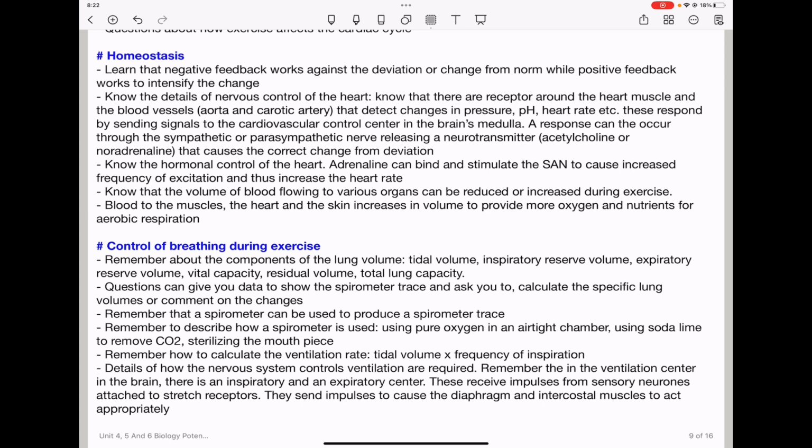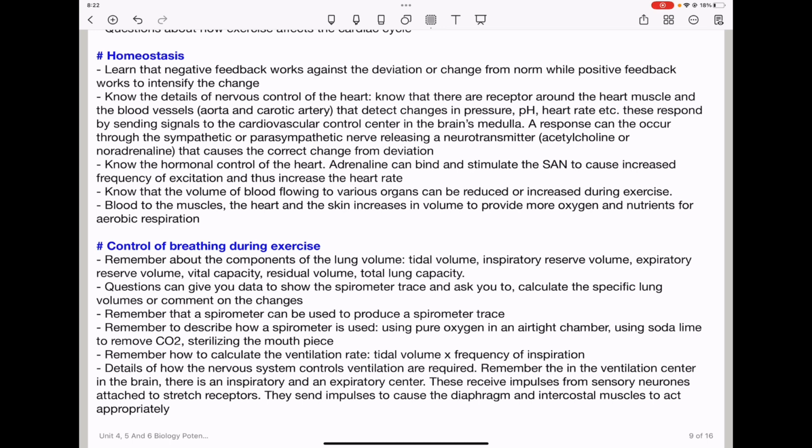This is the common question, I've seen it somewhere. You need to know that they use pure oxygen in an airtight chamber, and soda lime, or you could say potassium hydroxide, is used to remove carbon dioxide. The mouthpiece has to be sterilized, and so on. You need to remember how to calculate the ventilation rate, which is tidal volume times the frequency of inspiration.